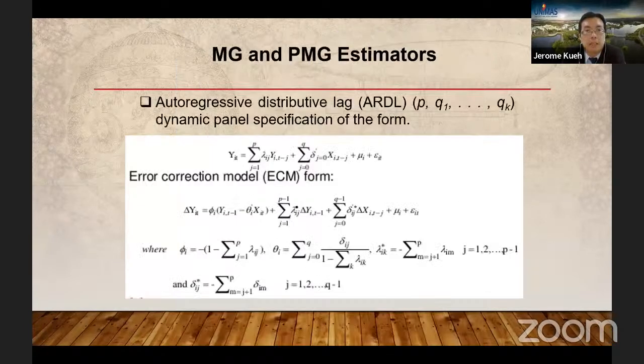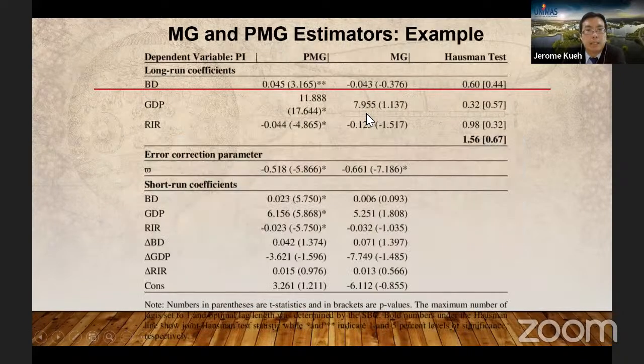And then next is in terms of the estimation. Normally we can use the mean group estimators, which is just like the ARDL concept as well. So this is just an example of the output, comparing the mean group and also the pooled mean group together. We also use this Hausman test to decide which model is appropriate for us to interpret the results.